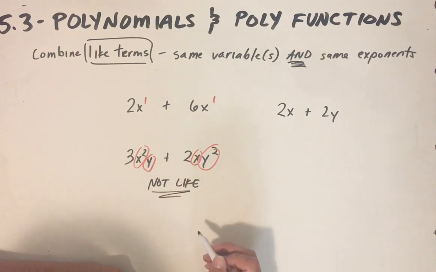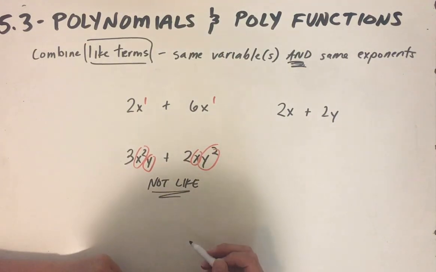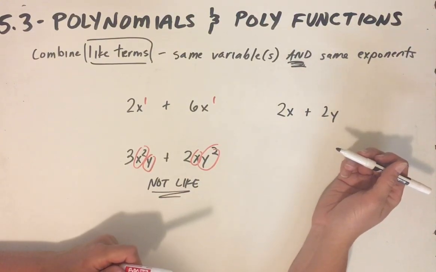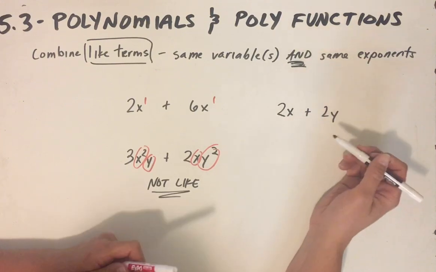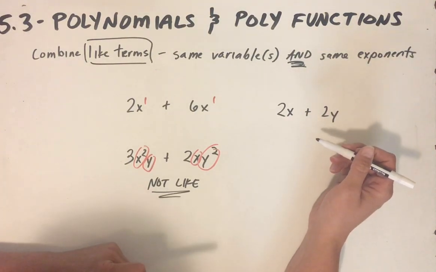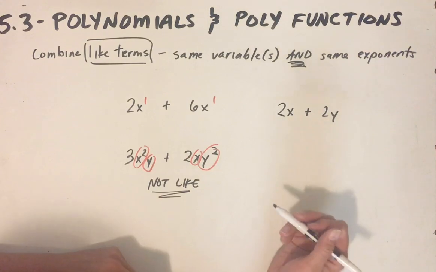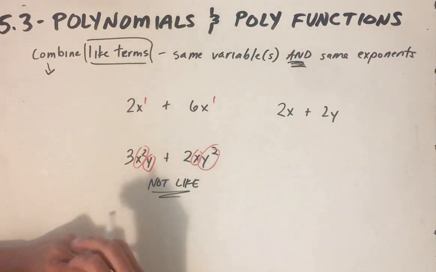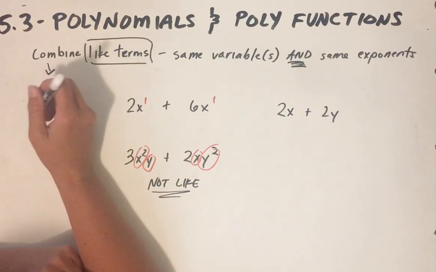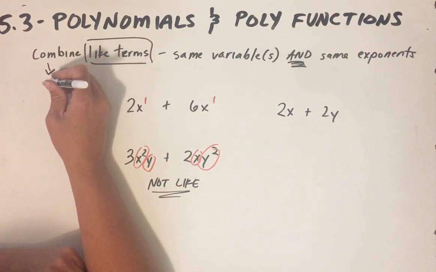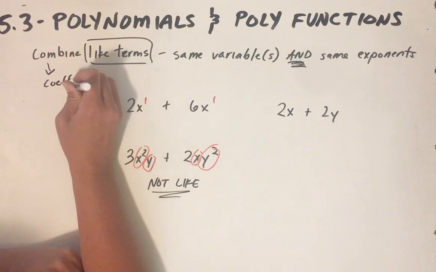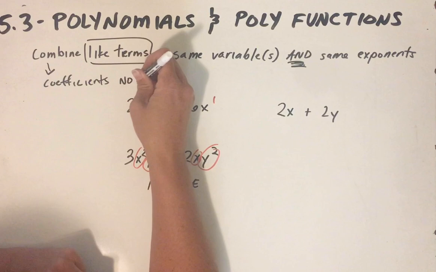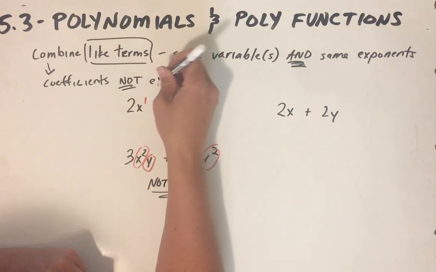Okay, not like terms. The coefficient doesn't matter. Just because these both have a 2 doesn't mean they're like terms either. Again, it's the variable and the exponent that we care about. So if you have like terms, so they are the same variable and the same exponent, then you can combine like terms. Well, what does combine mean? When we combine like terms, we combine their coefficients. We combine their coefficients, not, this is really important, not their exponents.